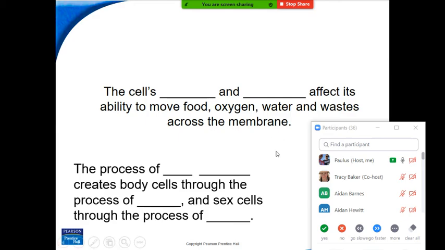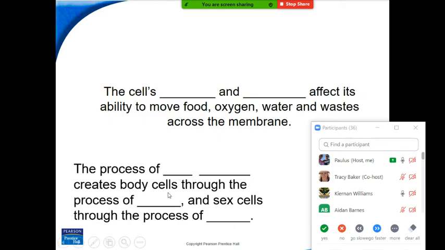Take a look at number 5 for this one. Cell division. Yep. Cell division, and then meiosis. Meiosis goes in this one. What one goes in this one? What's body cells? Take a look at number 5.